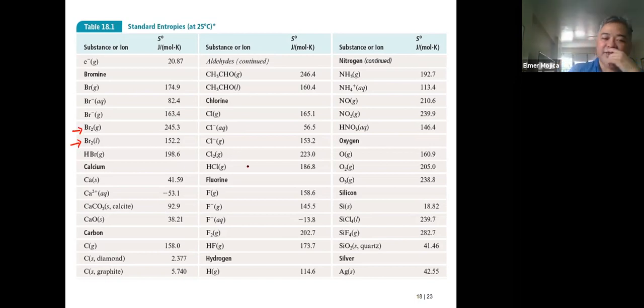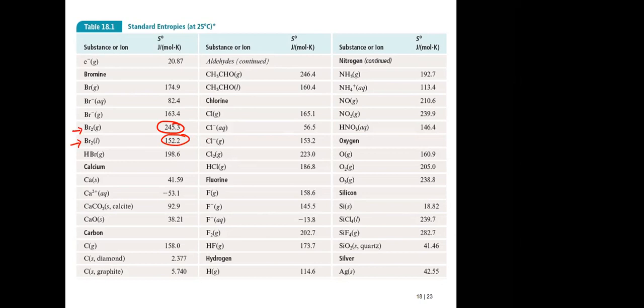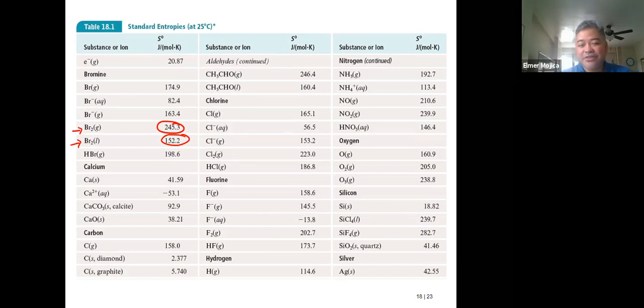Does this value make sense? The bromine gas has a higher entropy compared to the liquid bromine. Does that make sense with what you understand so far about entropy? The higher disorder. Okay. So the higher the entropy, the more disordered it is. And I don't know if you're going to agree with me, but a gas is more disordered than a liquid, and a liquid is more disordered than a solid.